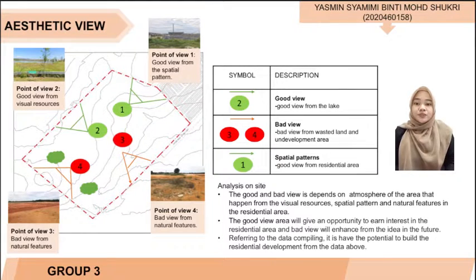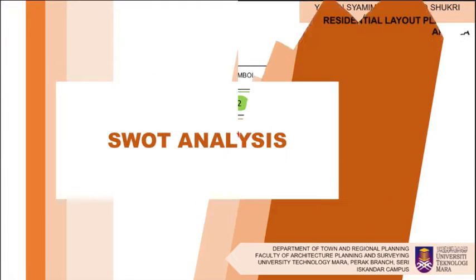Now I want to present about the aesthetic view. The green color is good view and the red color is for bad view. The good and bad view depends on the atmosphere of the area that comes from the visual resource, spatial pattern and natural features in the residential area. The good view area will give an opportunity to earn interest in the residential area, and bad view will enhance from the area.